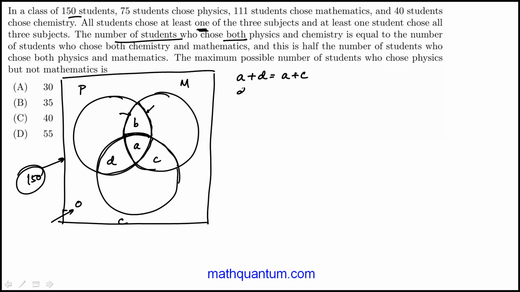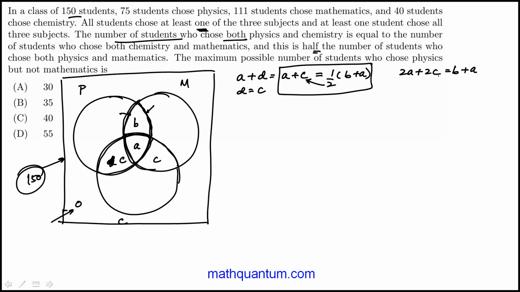So from just that equation, we know D is C, and we can actually eliminate that variable, meaning that equation is equivalent to me replacing that with C. Now this is also equal to half the number of students who chose both physics and mathematics. So that would be B plus A. Now I can clean up this equation algebraically. 2A plus 2C, I'm moving that 2 here, is equal to B plus A. So that means B is A plus 2C. In fact, I can eliminate that and replace it with A plus 2C.